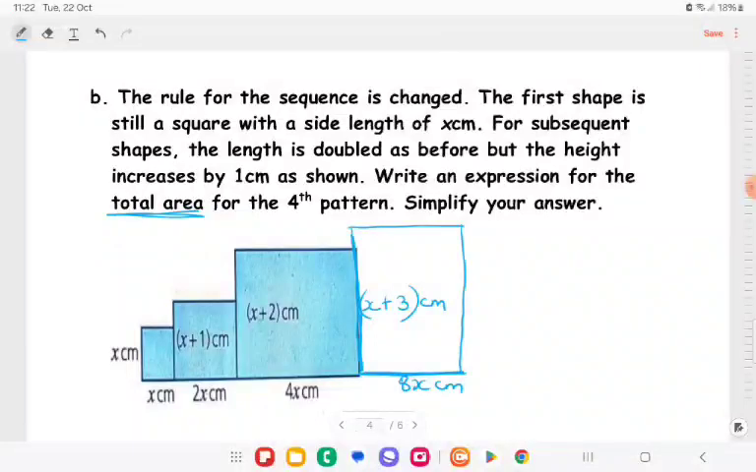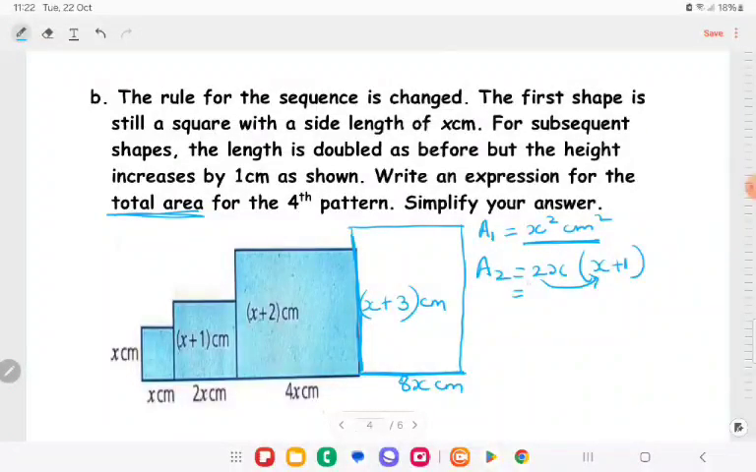So let's bring out the area. Area of the first square is going to be x square centimeters square. Area 2 is going to be 2x into x plus 1. Remember, this is no longer a square, it becomes a rectangle, and the formula of a rectangle is length into breadth. 2x into x makes it 2x square. 2x into 1 makes it 2x.